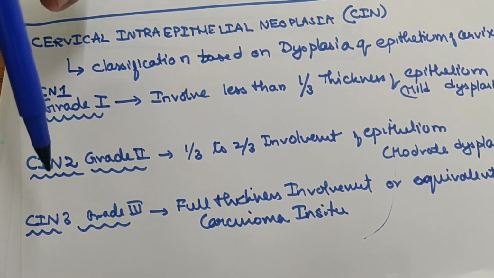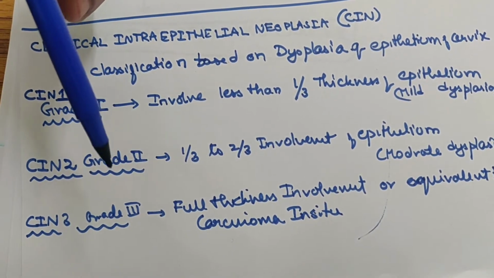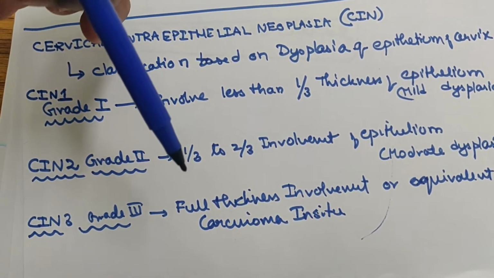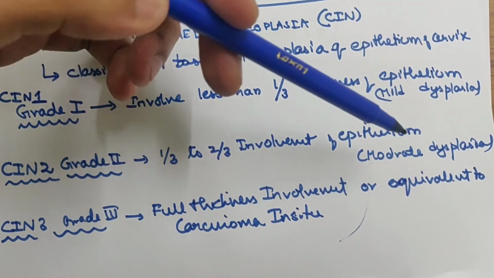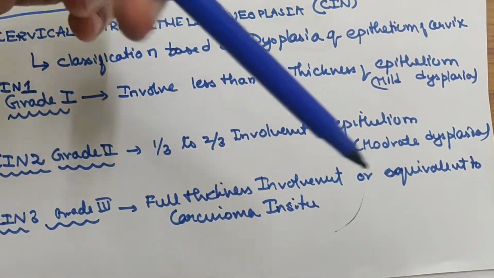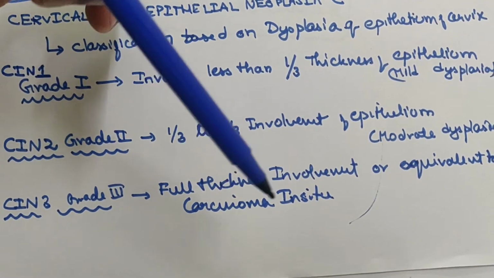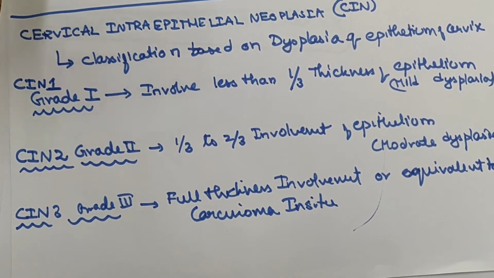And next in CIN2, that is grade 2, involvement from 1/3 thickness to 2/3 thickness of the epithelium is seen. It is moderate dysplasia. And in grade 3, there is full thickness involvement, which is also equivalent to carcinoma in situ, that is grade 3 CIN, cervical intraepithelial neoplasia.